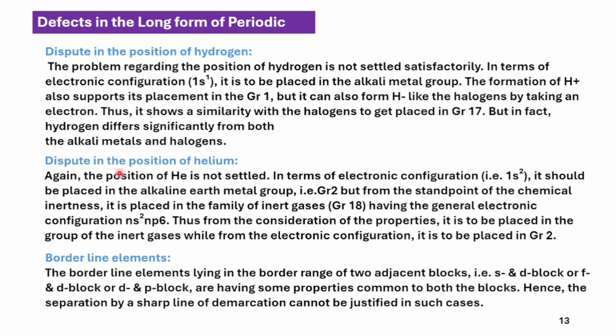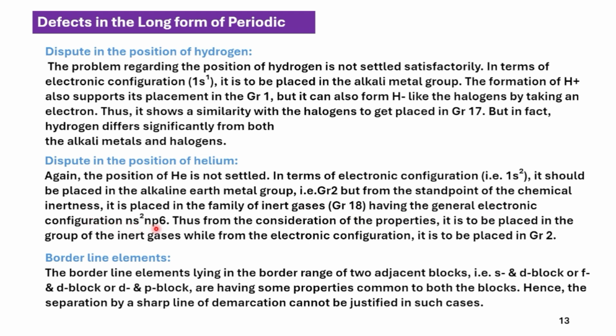Next defect is the dispute in the position of helium. Again, the position of helium is not settled. In terms of electronic configuration, as helium has only 2 electrons, it goes in 1s. So 1s2 is the electronic configuration. It should be placed in the alkaline earth metal group, that is group 2. But from the standpoint of chemical inertness, it is placed in the family of inert gases in group 18, having the general electronic configuration ns2np6.